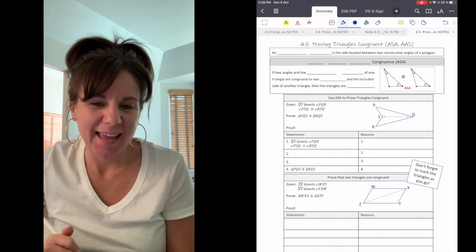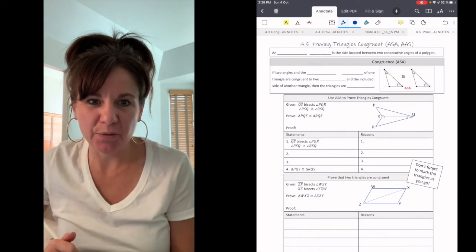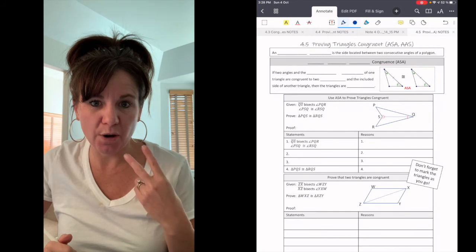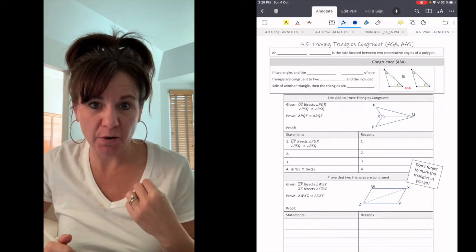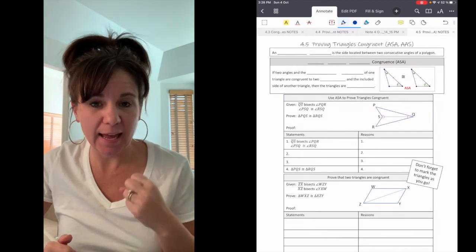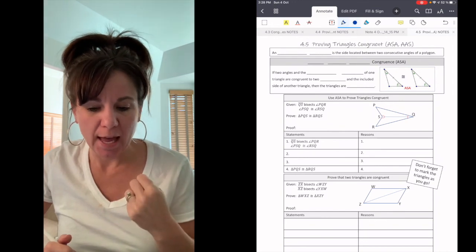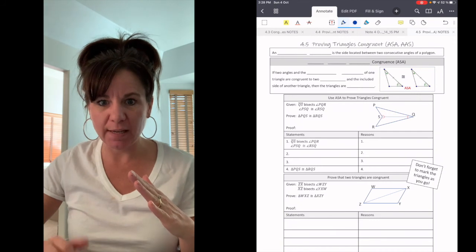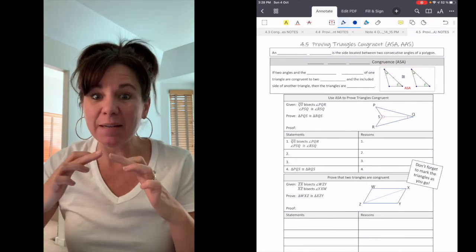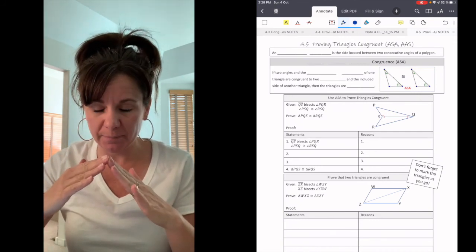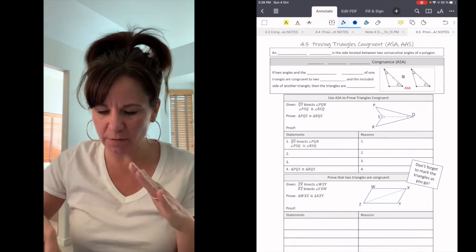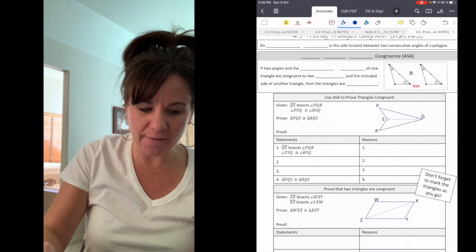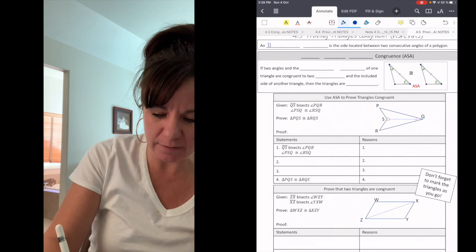And welcome back. In the last lesson, I introduced you to two different shortcuts for proving that triangles are congruent. We looked at side angle side and side side side. And remember, with the side angle side, we had to have two sides that were congruent and then an angle that was in between those two sides. Well, we have something kind of similar for this one. This time we have an included side.